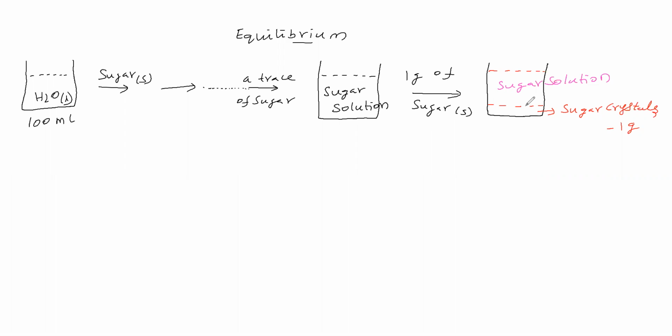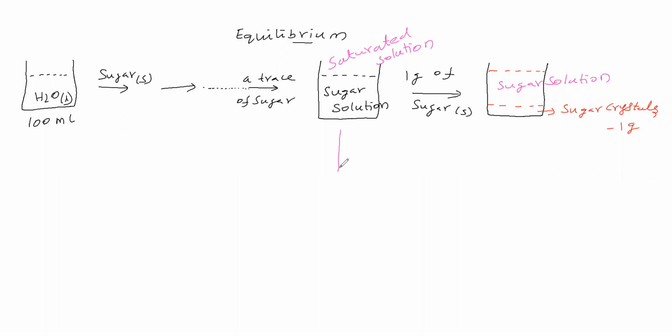This indicates that this solution is unable to dissolve any more amount of sugar, which means it has dissolved sufficient sugar molecules. Such a situation is called a saturated condition. Therefore we can call this a saturated solution, because it has dissolved a sufficient amount of sugar and is unable to dissolve any more.